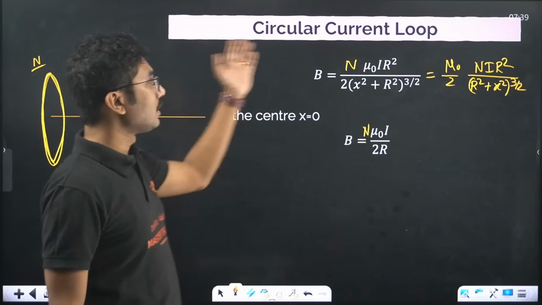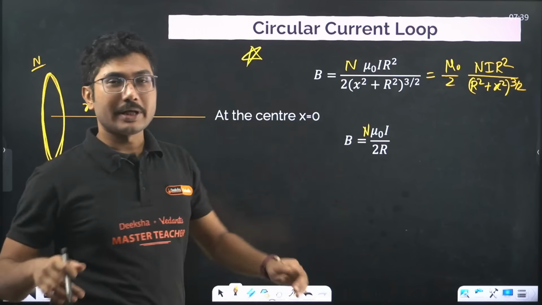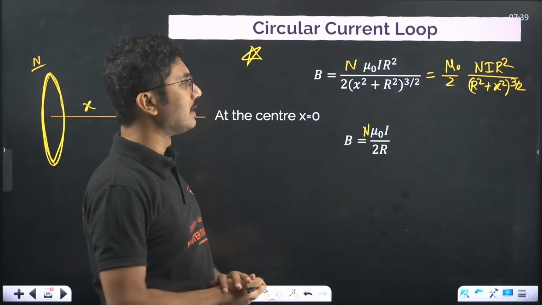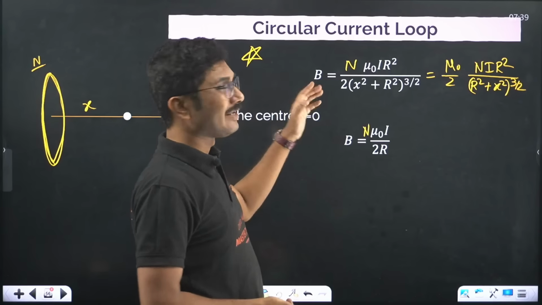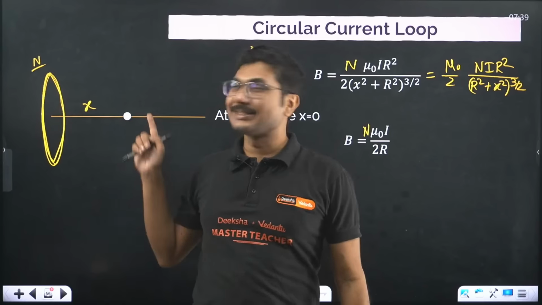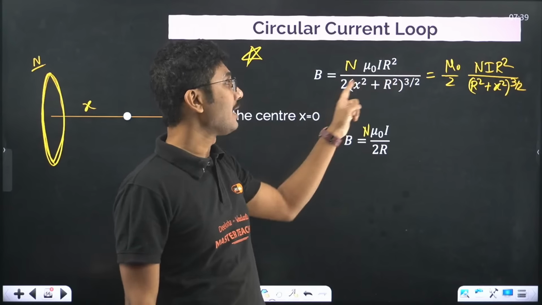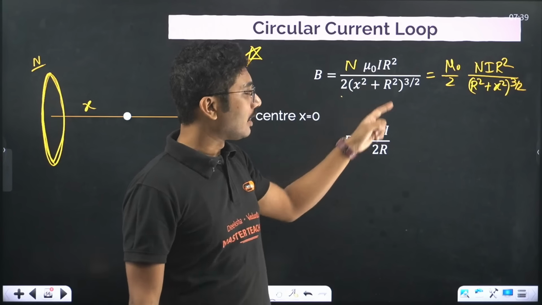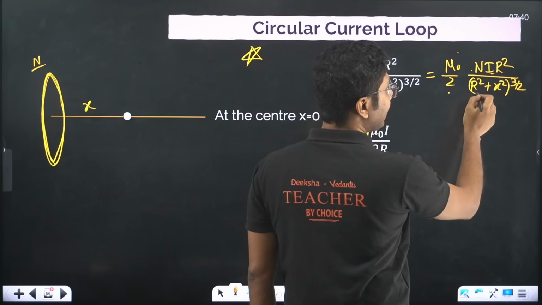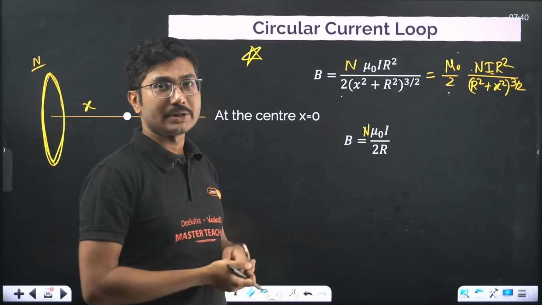Now circular current loop, another very important concept for KCET. A lot of questions came in the past, almost one question a year comes from these concepts. So magnetic field at the axis of the circular loop is n mu naught I r square divided by 2. I write it like this: mu naught by 2 n I r square divided by r square plus x square to the power of 3 by 2. Generally it will be a comparison question.